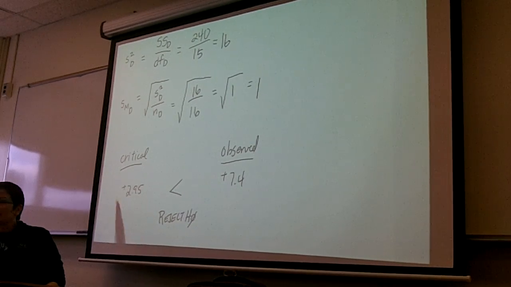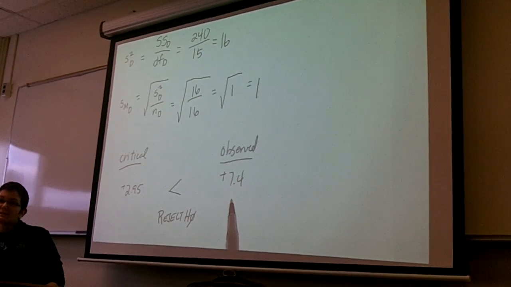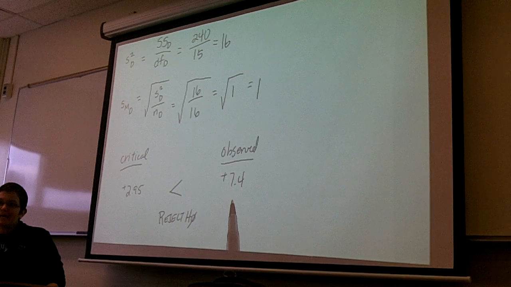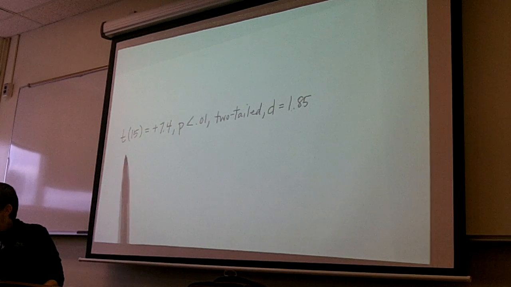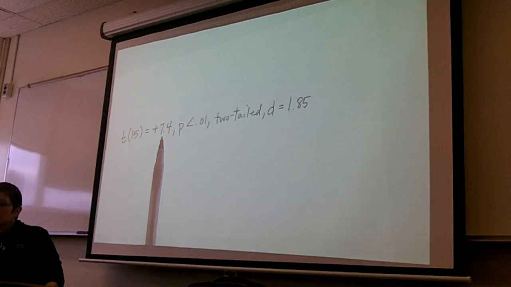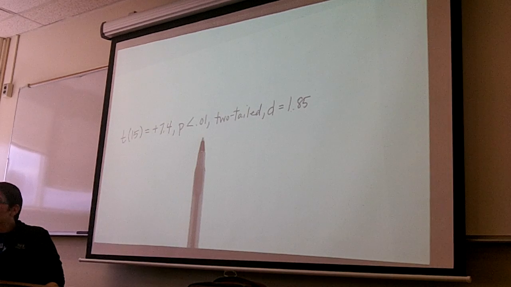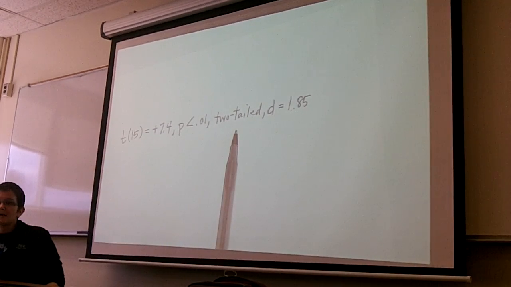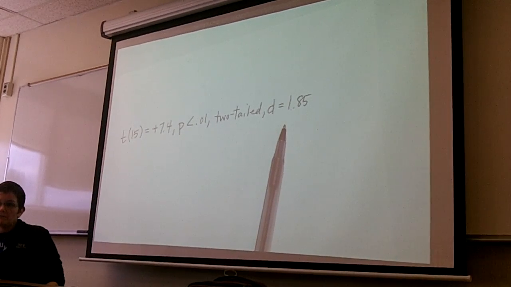This is what would get us at 0.01. And this is much further out in the tail, which means that the probability of getting it is much less than 0.01. And that's why in the APA style statistical statement we say the probability of getting, if I interpret this, what I'm saying here is, if we calculate a T observed of 7.4 with the degrees of freedom 15, the probability of getting that is less than 0.01 when we do a two-tailed test. And that indicates an effect size that is large at 1.85.